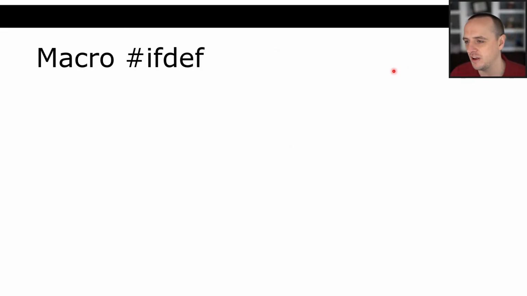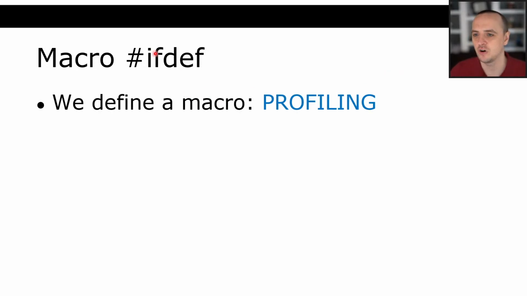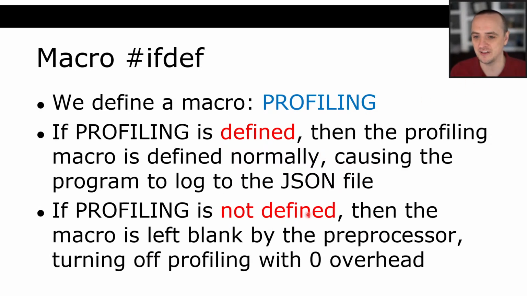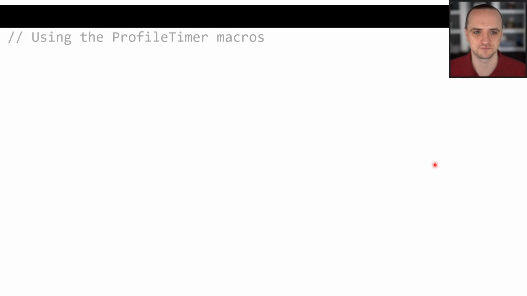Oh my God, I had slides for this. I didn't have to explain that all at once. Okay, so macro ifdef. We define a macro called profiling. If profiling is defined, then the profiling macro is defined normally, causing the program to log to the JSON file. If profiling is not defined, then the macro is left blank by the preprocessor, turning off the profiler with zero overhead. Okay, so that wasn't so bad.